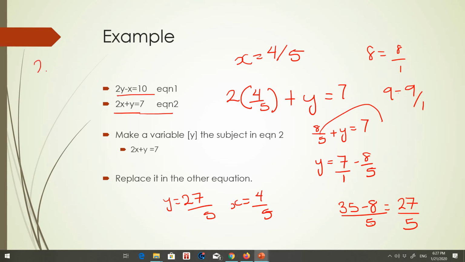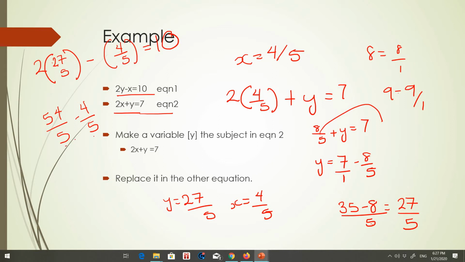Let's see, 2 times y, what's our y? 27 over 5 minus, what's our x? 4 over 5 equals 10. So let's see if it's really equal to 10. 2 times 27, that should be 54, I believe. Yeah, 54. 54 divided by 5 minus 4 over 5.